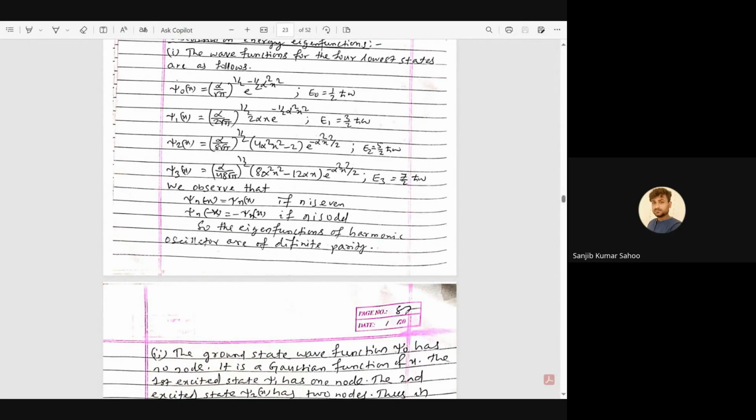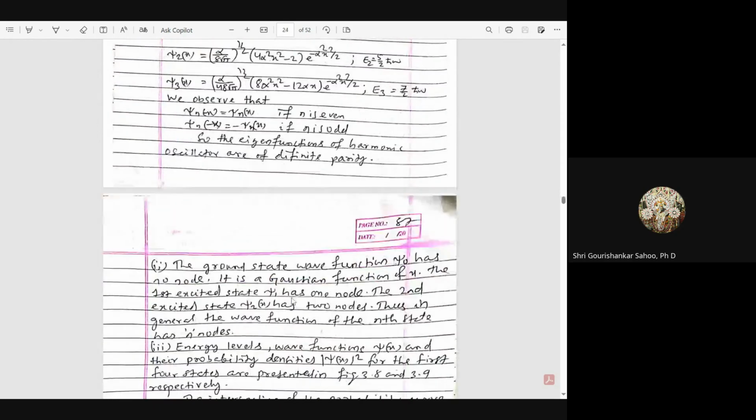Yes, sir. Thank you. So the ground state wave function psi 0 has no node. You can see here.